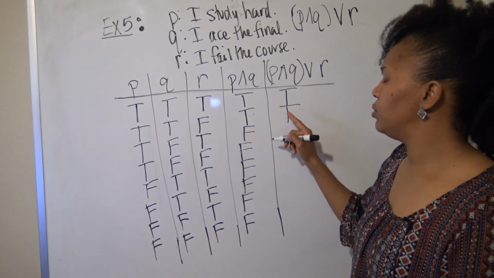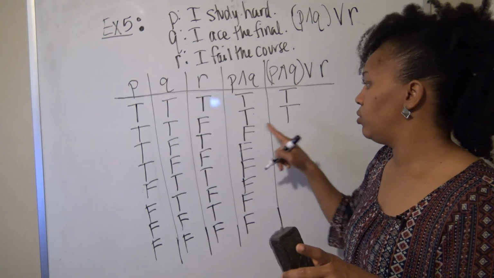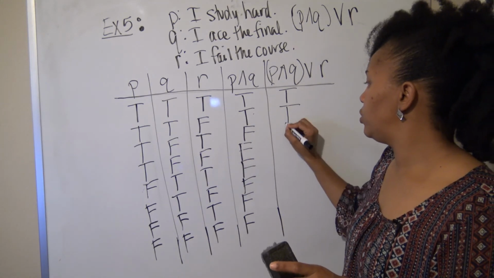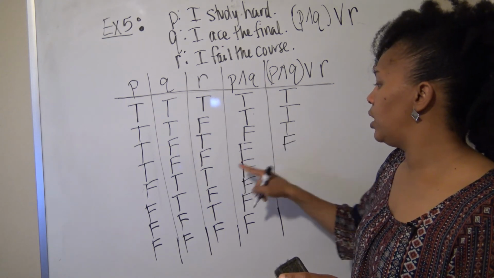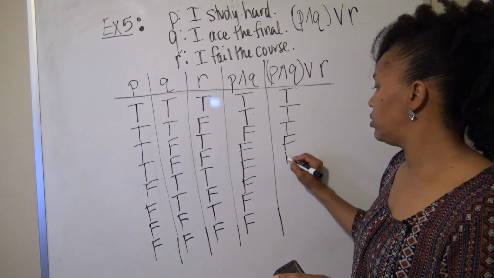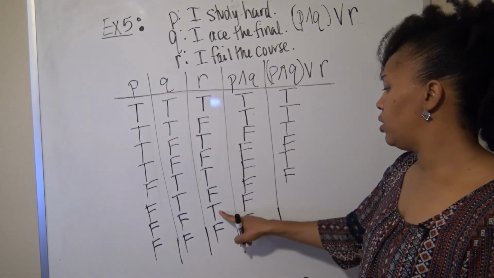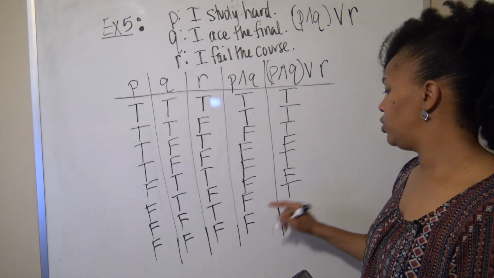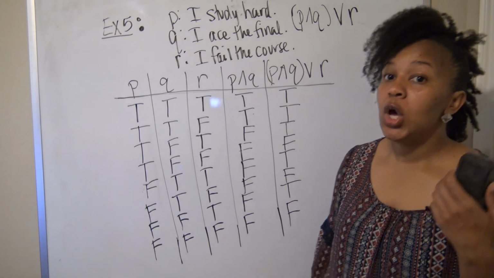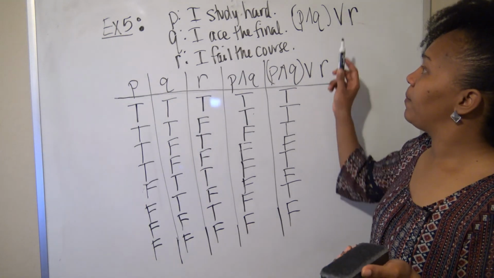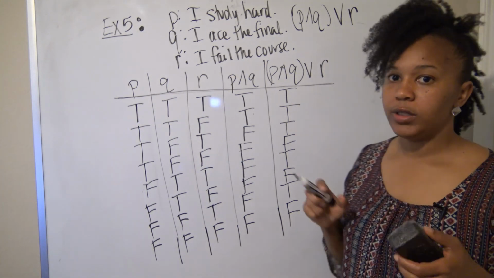I mean, no, they're not both true. Here one of them is true. As long as one of them is true, it's true. Here one of them is true, so it will be true. Here neither one is true, so it will be false. Here one of them is true, so that will be true. Here neither one is true, so that will be false. One of them is true here, so that will be true, and neither are true here, so that will be false. And so this will be your truth table for the statement, I study hard and I aced the final, or I failed the course.